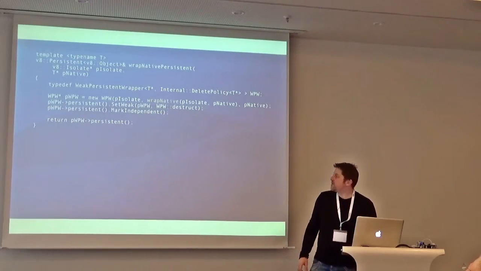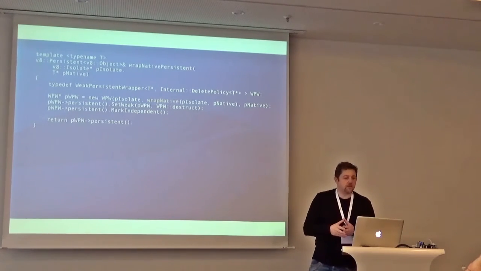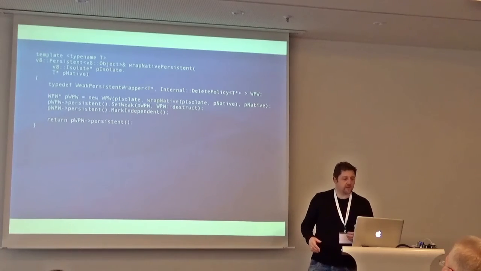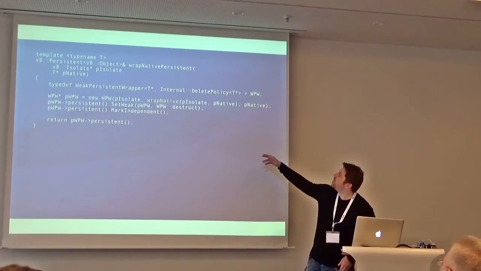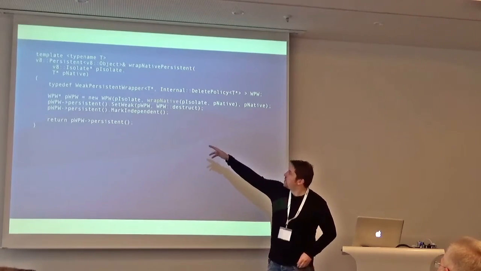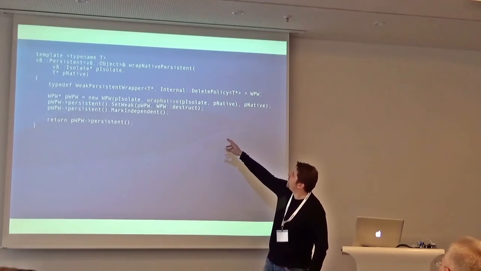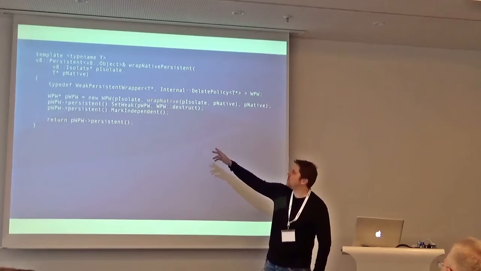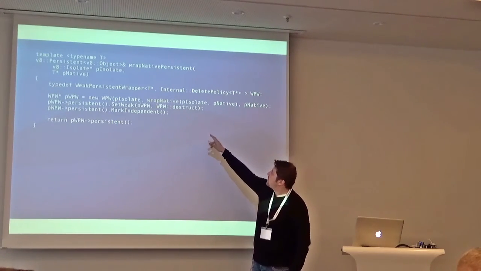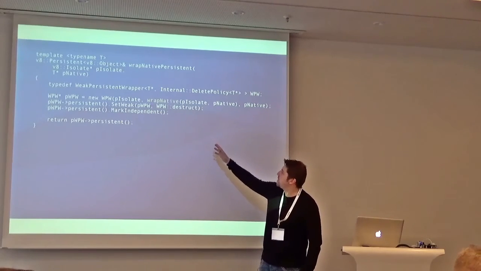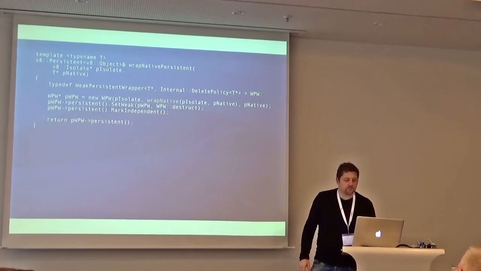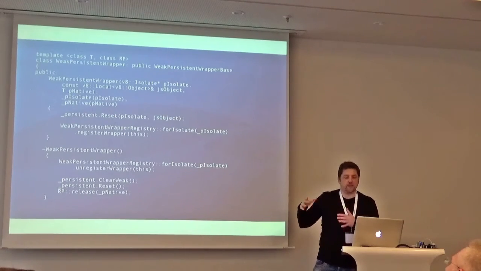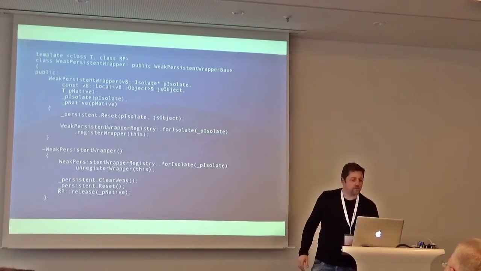What we also have to do is manage all the objects that we create. For this, we're using the wrap native persistent template function, where we again pass in a pointer to our C++ native object. Then we create a new weak persistent wrapper instance, which is a template that I'll show you soon. We call the wrap native that I showed you earlier, and set a few things, and this way the C++ objects basically become part of JavaScript.